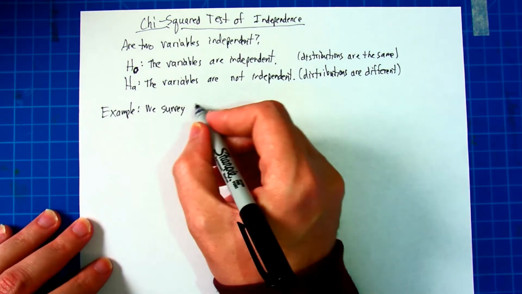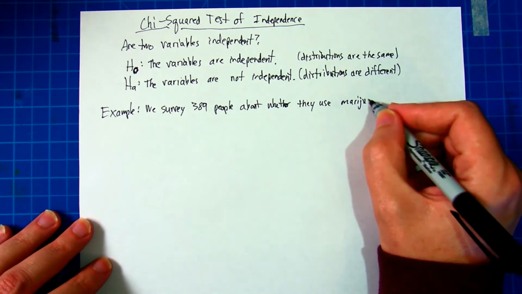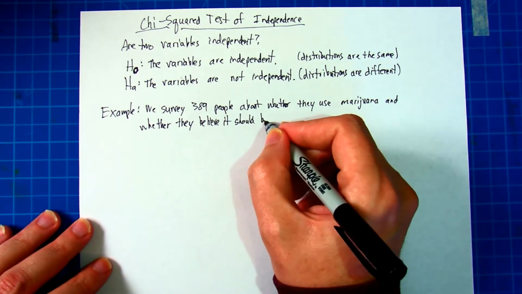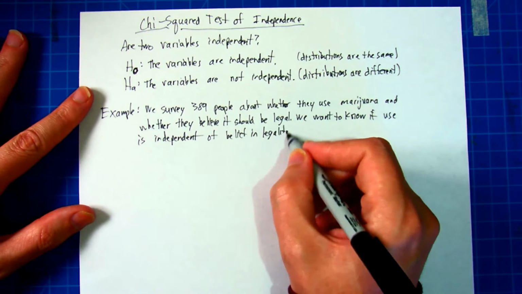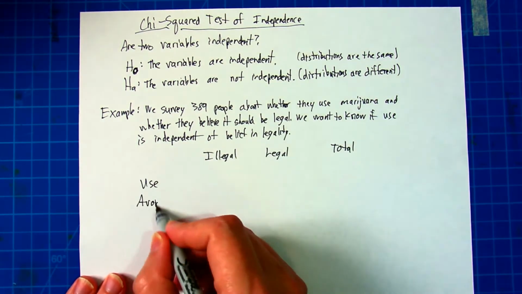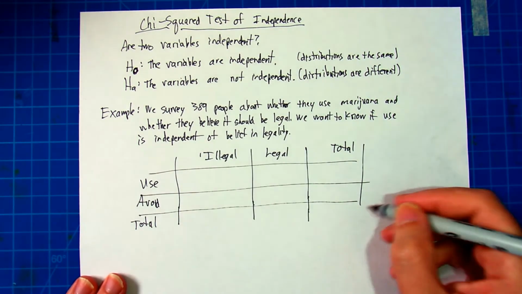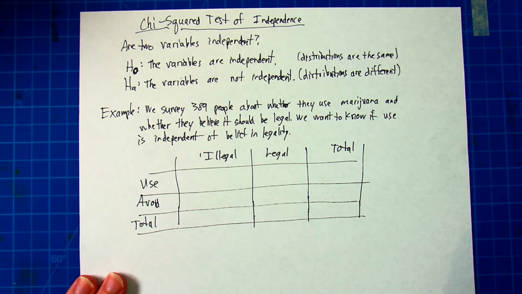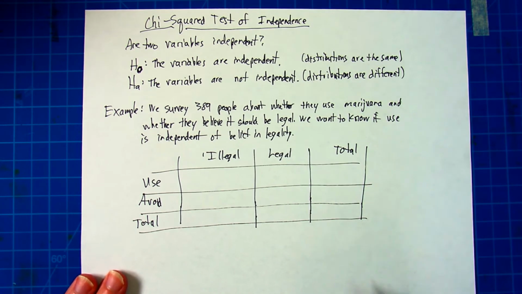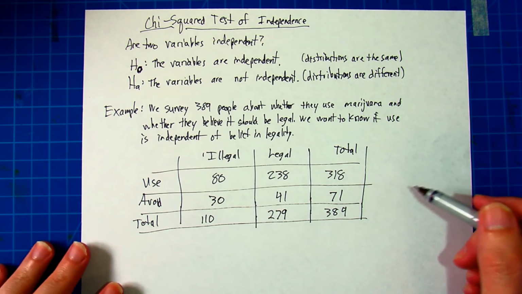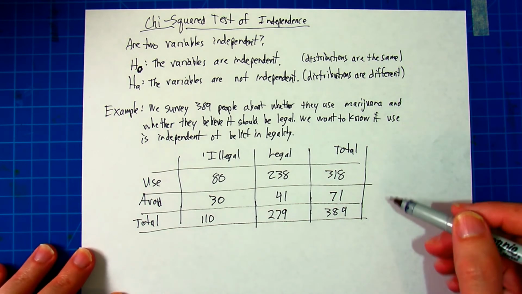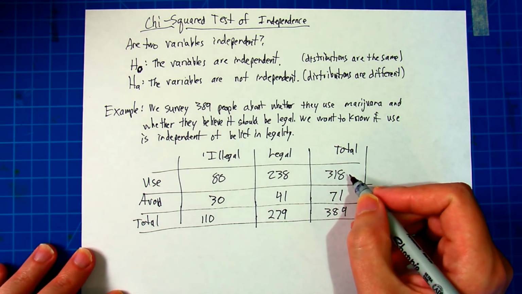We survey 389 people about whether they use marijuana and whether they believe it should be legal. We want to know if use is independent of belief in legality. So we get our results and we'll put them in a table again. One of the worst looking tables I've ever made, but it will serve. This is information that always has to be provided for you unless you do your own research, in which case you have to come up with it yourself.